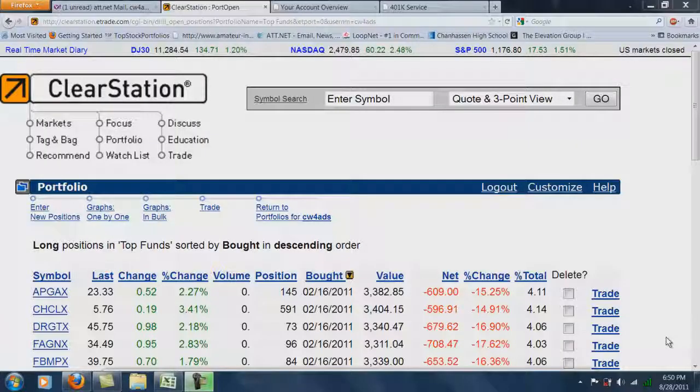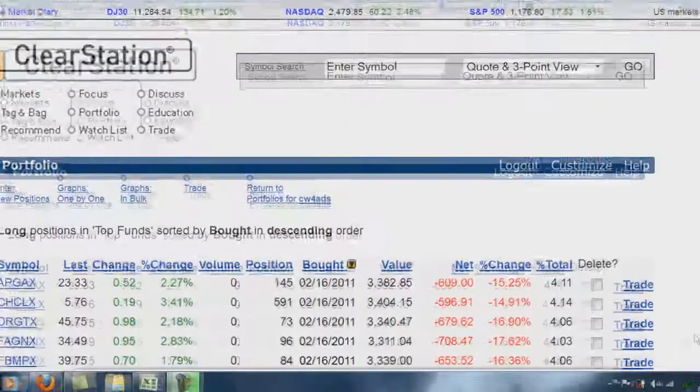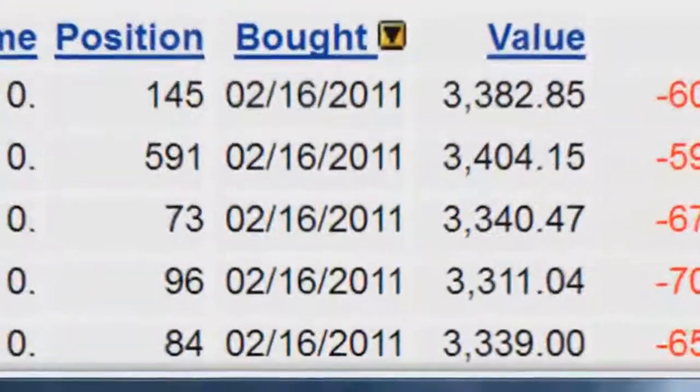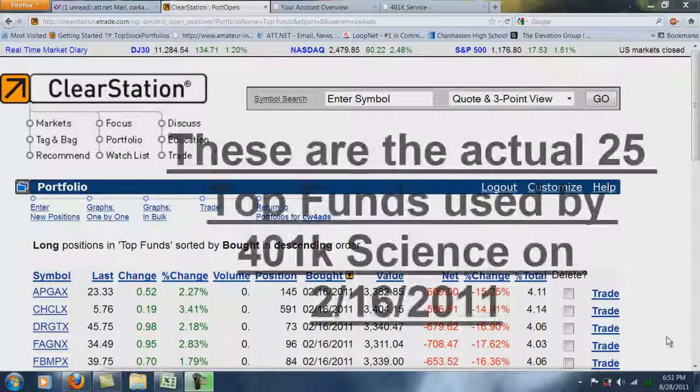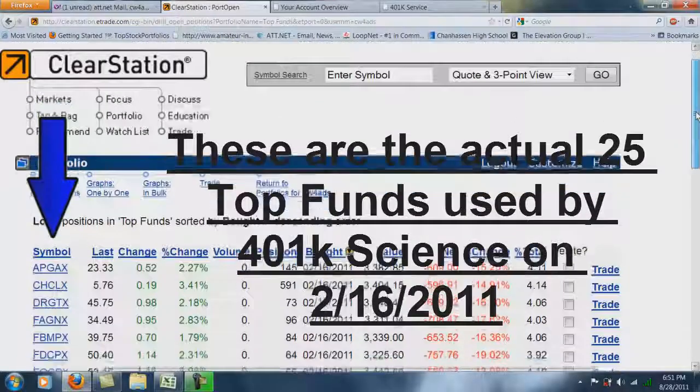Okay, let's find out if we can have the same mutual funds today that we had 6 months ago. So what I did back in February, you can see here February 16th of 2011, I went to ClearStation. This is a really good website for tracking your positions on things. I went to ClearStation and I put together a fictitious $100,000 account portfolio using the top 25 funds at the time that 401k Science allocated to.